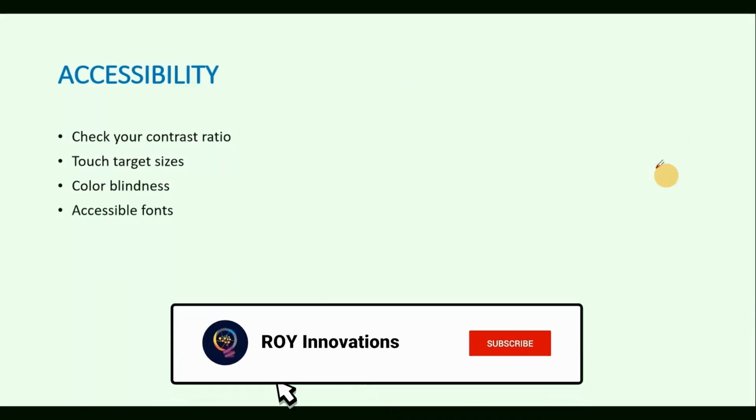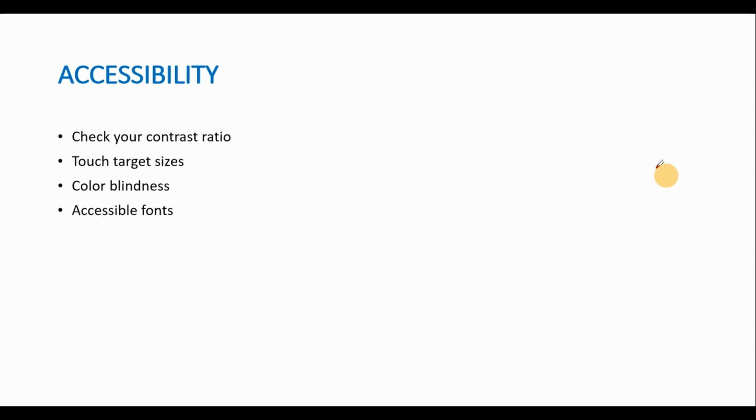So next we'll be going to accessibility. Under accessibility, we have four topics which I will be covering. One is check your contrast ratio, and the second is touch target sizes. The other ones are color blindness and accessible fonts.